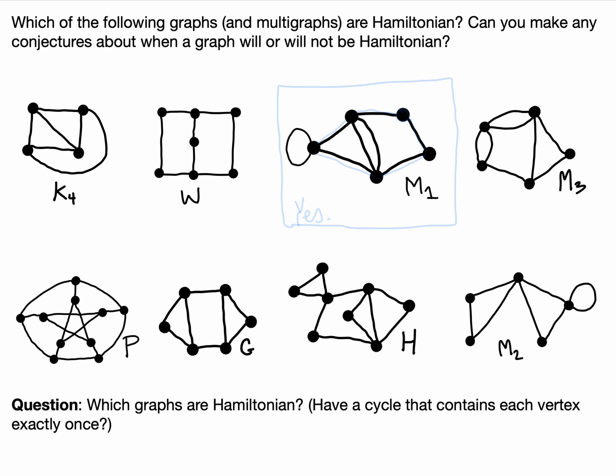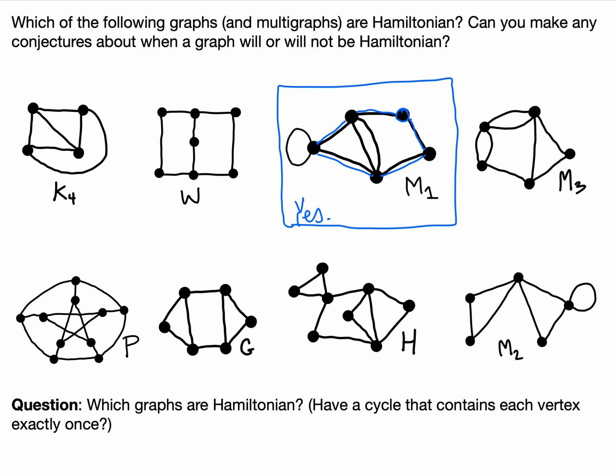So let's look at an example. Let's look at, for example, M1. Is there some cycle through M1 that contains each vertex exactly once? Yes, there is. We could start at this vertex and go through a cycle that contains each vertex exactly once. Note we do not need to include all of the edges. We just need each vertex to be passed through exactly once, and if that is possible, then yes, that graph is Hamiltonian.